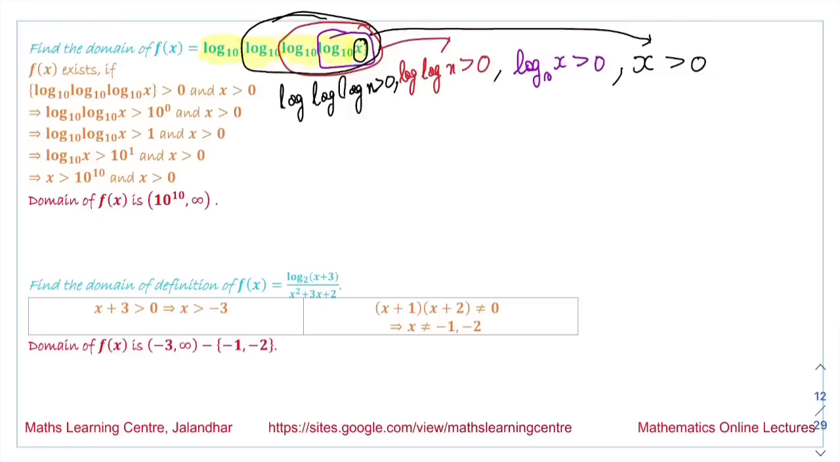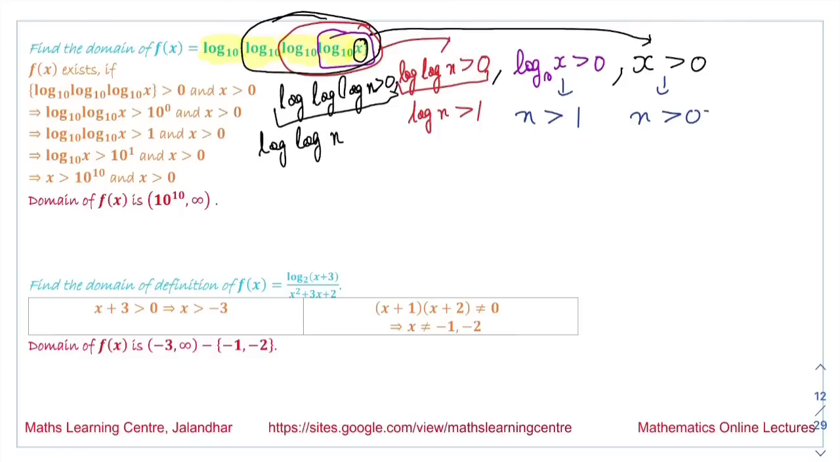Now we have these 4 conditions over here. From the first condition we are saying x is greater than 0. From the second condition we will get that the value of x is greater than 1. From the third condition we are getting that log x should be greater than 1. From the fourth condition we have log of x should be greater than 1. Now this condition gives us the base we have over here, which is 10. So we are saying that x is greater than 10.